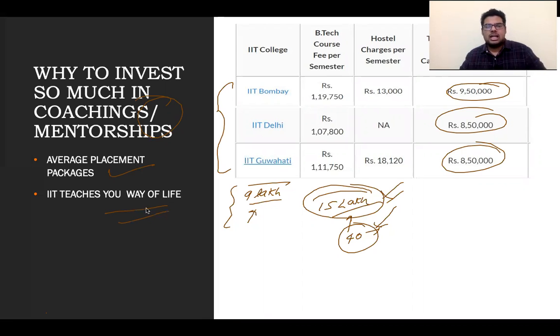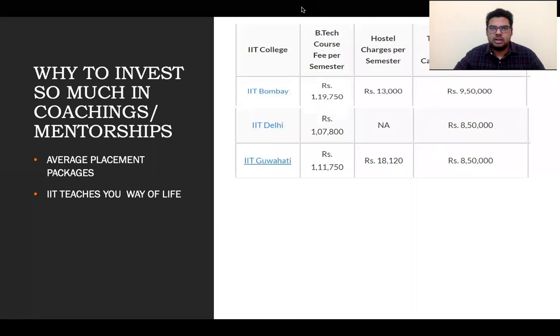Of course, IIT teaches you the way of life. That is very, very important, right? Very, very important. Because when you are moving on to the IIT for the first time, right, you'll get to learn many things and many, many things, right? Let me tell you that.